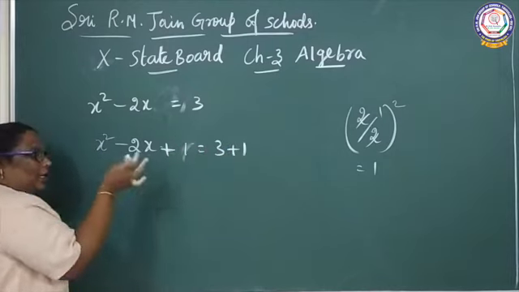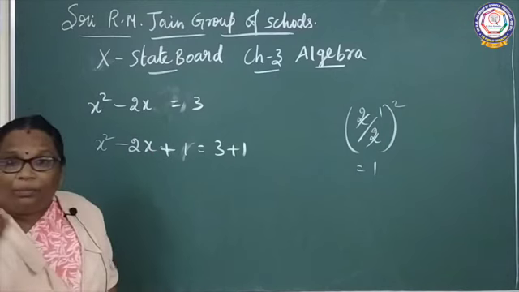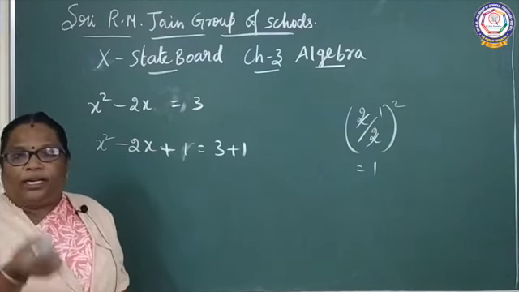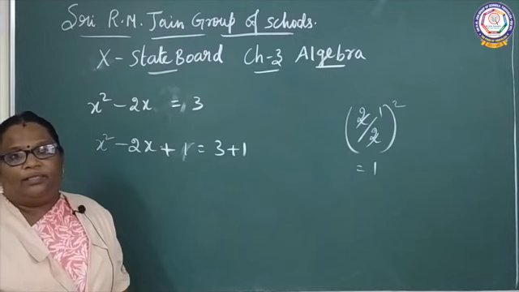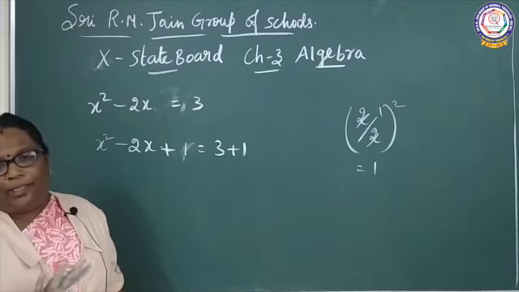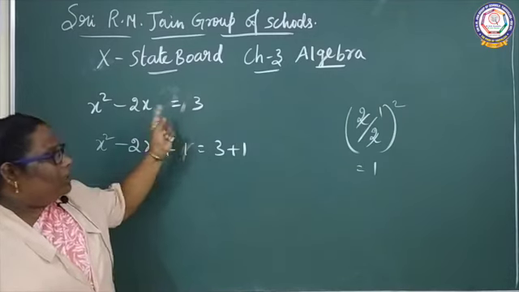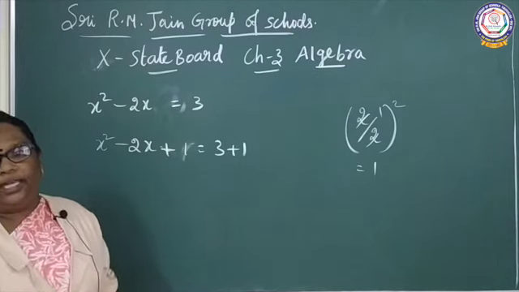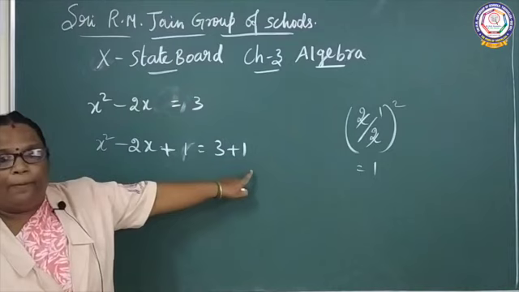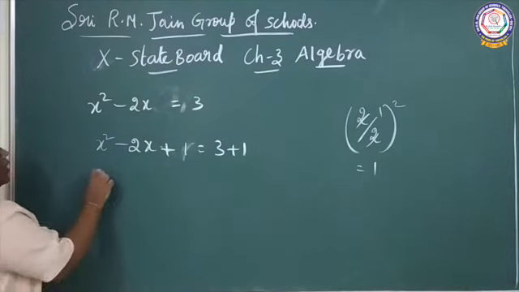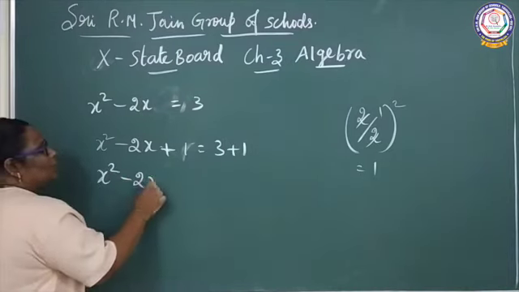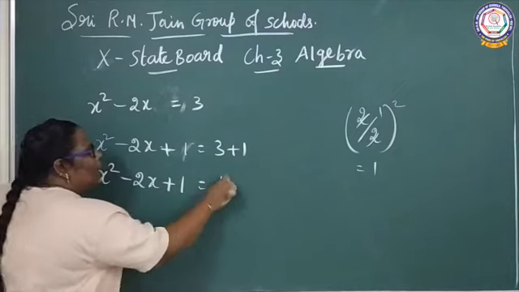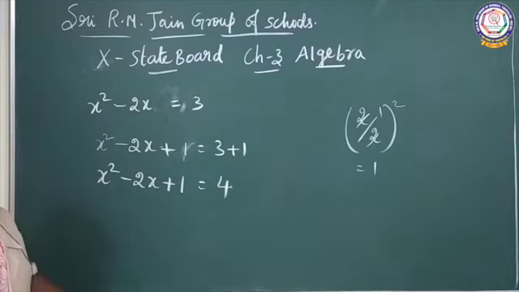If you want to keep the constant, as we have done in the previous sum, let it be on the same side, which means you will write add and subtract. If you want the constant on the next side, you will write add on both the sides. So, plus 1, plus 1. So, x square minus 2x plus 1 equal to 4.